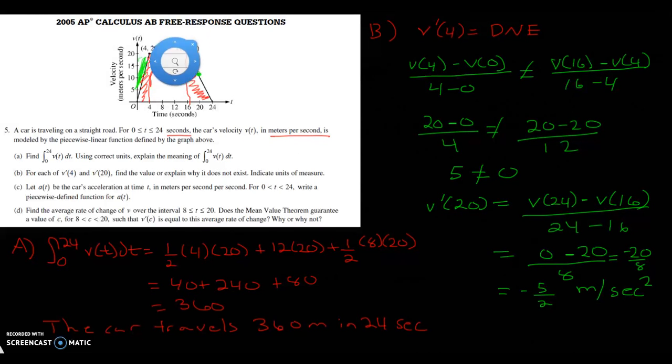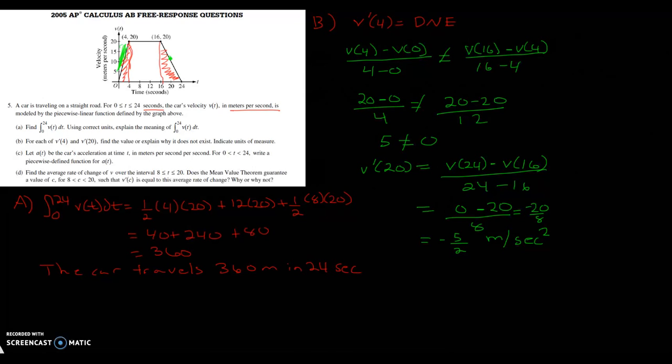Okay, so now the next part says, let A of t be the car's acceleration in meters per second squared for 0 to 24, write a piecewise function. Okay, so that's pretty easy. Part C is going to be a of t is going to equal 5 from 0 to 4. We found that part right there.